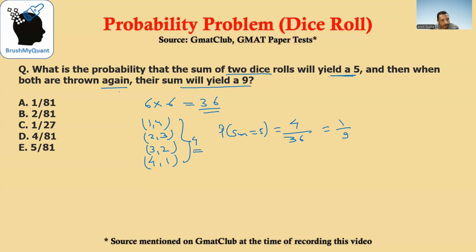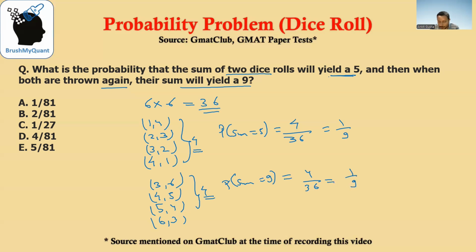Now let's find what happens when they are thrown again. And now we have to get a sum of 9. So in order to get a sum of 9, we can get 3 in the first dice, 6 in the second dice, 4 in the first dice, 5 in the second dice. We can get 5, 4, and then we can get 6, 3. Again, we have 4 cases. So probability that sum will be equal to 9 will be equal to 4 by 36, which is 1 by 9 again.